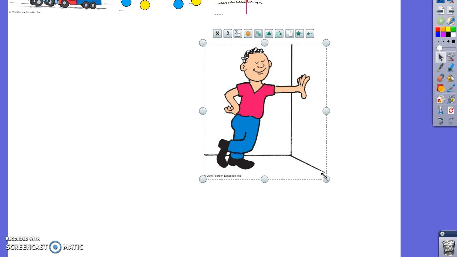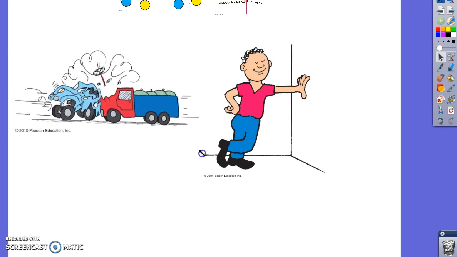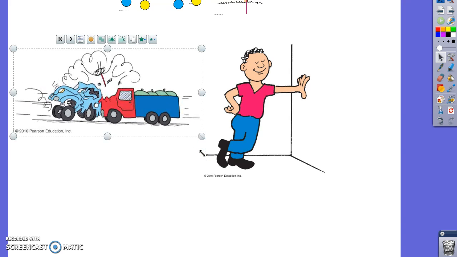Okay? Now, when there are these two forces, then we say there are action forces and reaction forces. And they are equal but opposite. And that's what Newton's third law says. For every action force, there is an equal and opposite reaction force.